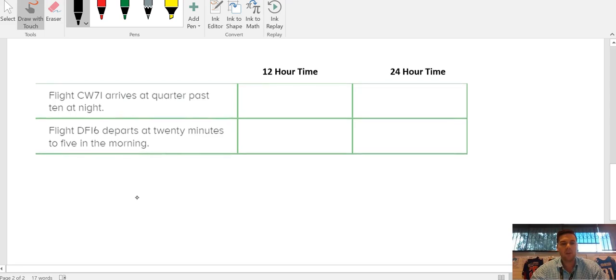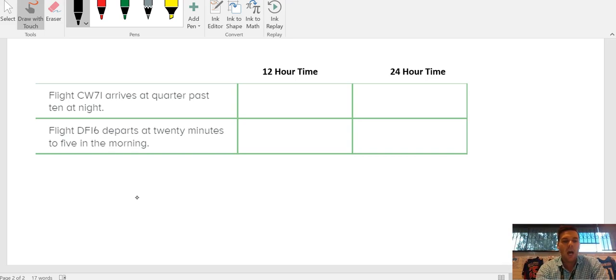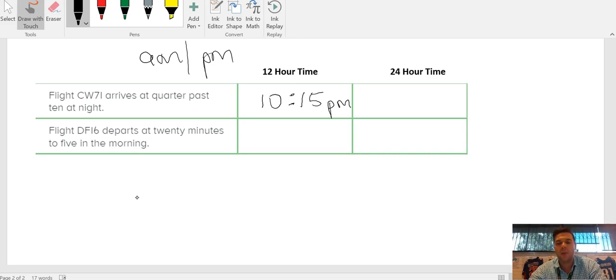Okay, last one. Let's have a look at these little questions that we had in our stepping stones that were a little bit troubling for some. Flight CW71 arrives at 10:15 at night. Now, we know that 10:15 would be 15 minutes past the hour. So if we do 12-hour time, it would be 10:15. However, that's still not 12-hour time. The reason why is because I haven't got AM or PM next to my time. So if it's 10:15 at night, this would definitely be 10:15 PM.